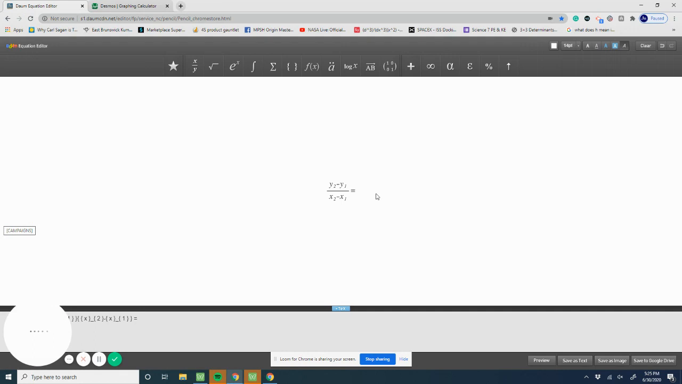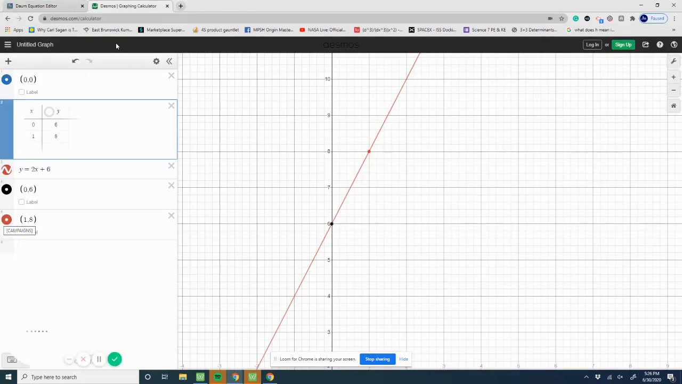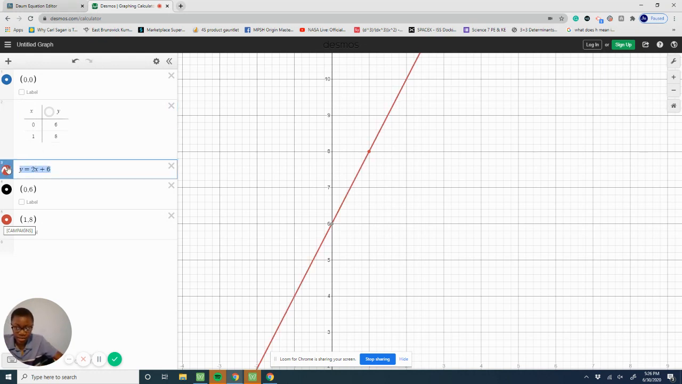We're going to write it out as a fraction. So we have 8 minus 6 over 1 minus 0. And that gets us 2 over 1, equals 2. 2 is our slope. We've just found it by using just the plotted points. So let's say this equation wasn't here. This is how you would find the slope without the equation.